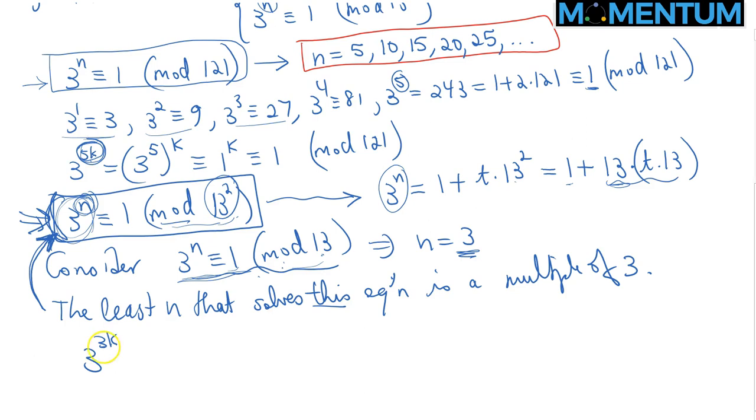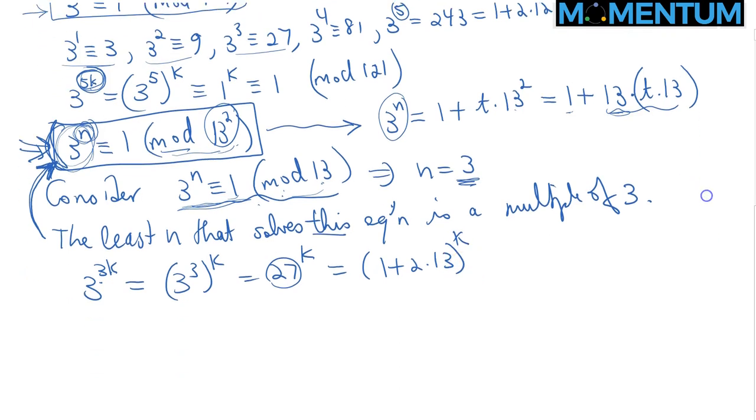So it has to be a multiple of 3, but that's simply equal to 3 cubed to the power k, which is just 27 to the power k. Now be careful, I don't want to write 27 as 3 cubed, I would be back to where I started. Instead, I will write it as 1 plus 2 times 13 to the power k. And all I need is to investigate this in mod 169. So let's expand this using the binomial theorem.